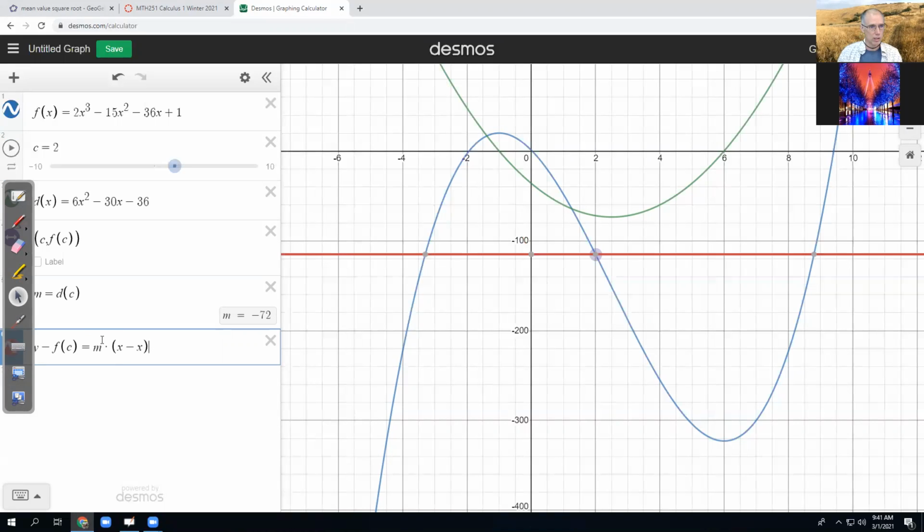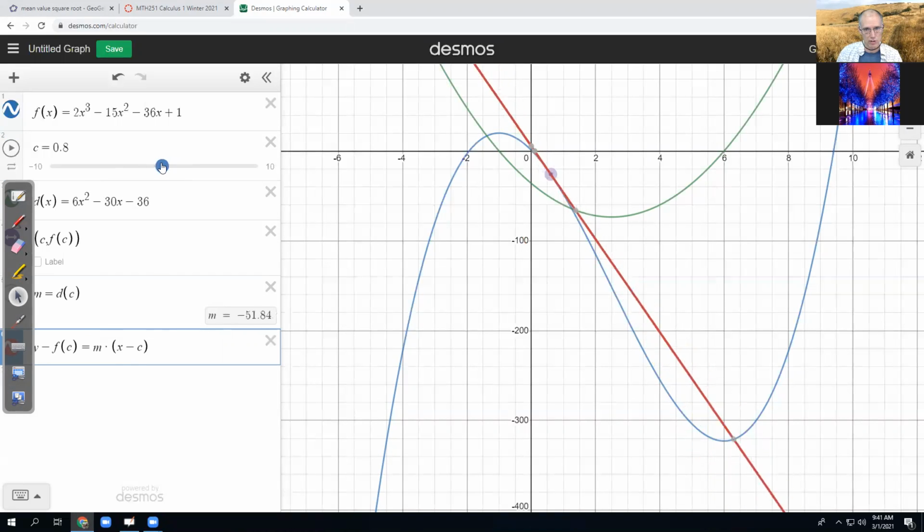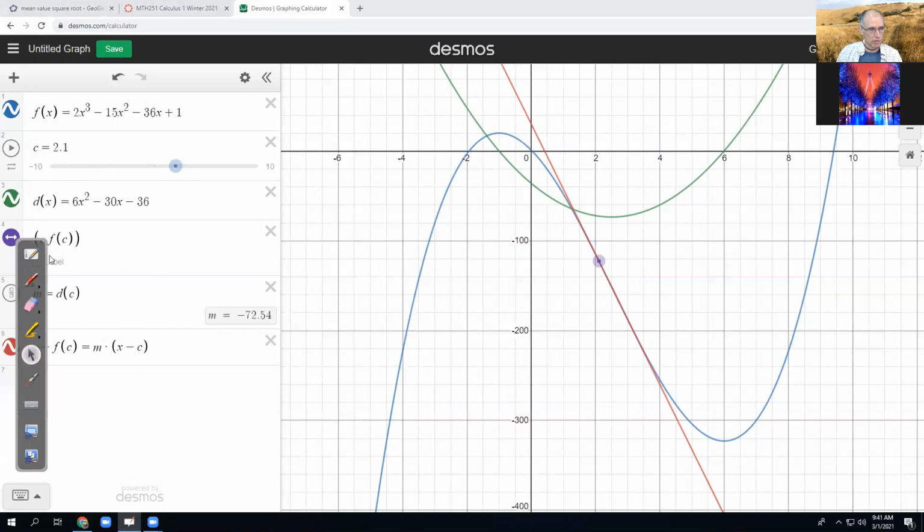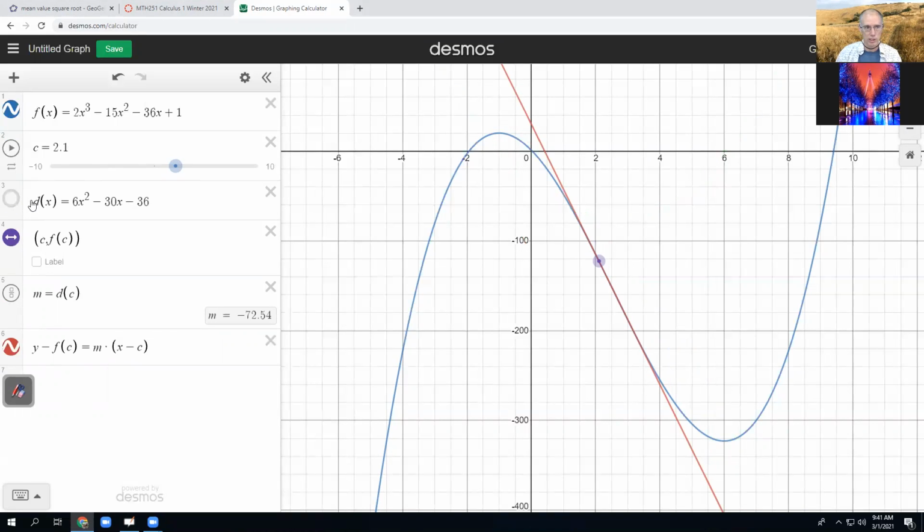Oops, that's not a c. That's a c. Okay, so there's my tangent line. And the reason I set it up like this is this slider now lets me move that tangent line around on that point. So I don't really need to see the derivative function. I just want to see the tangent line. So let's clean it up a little bit.